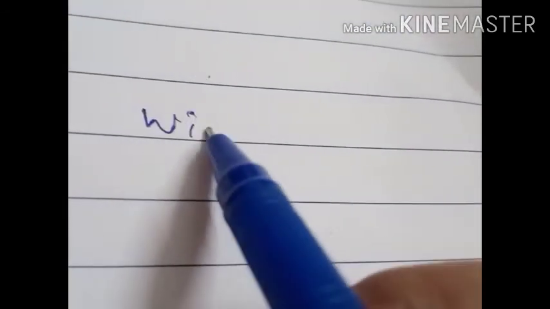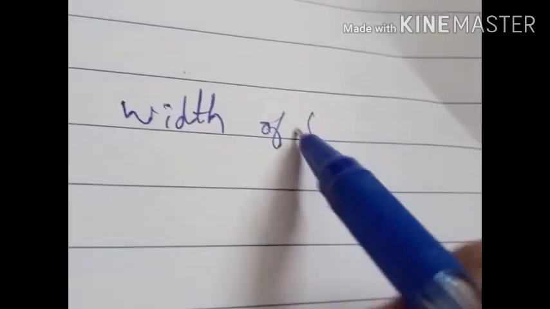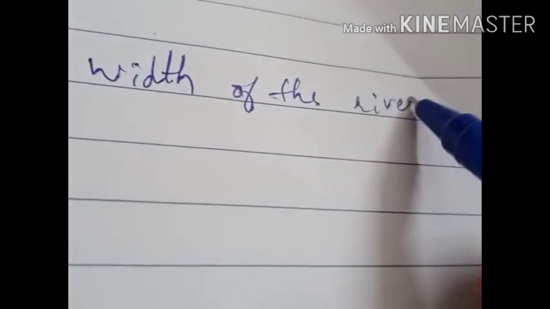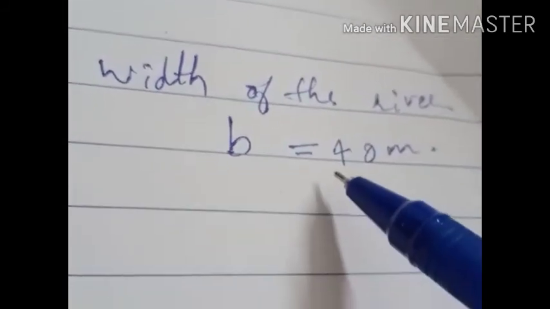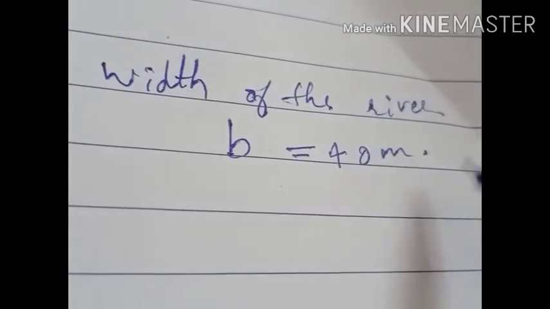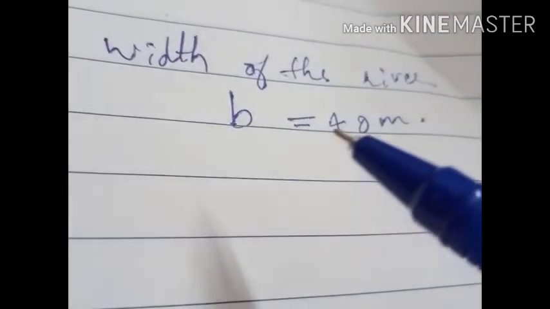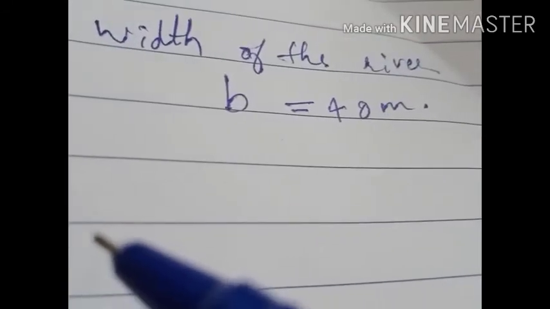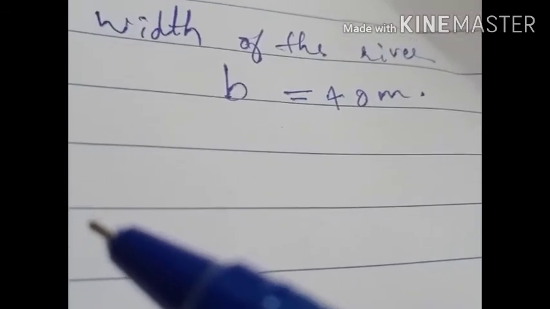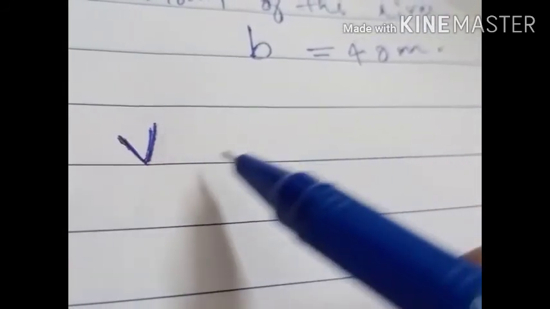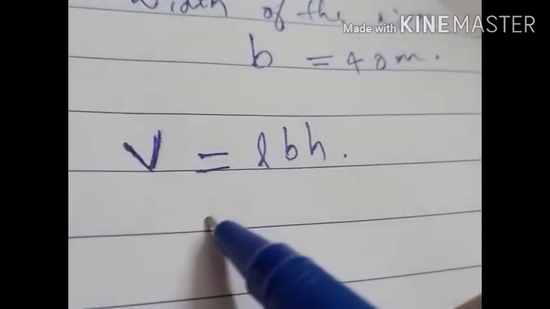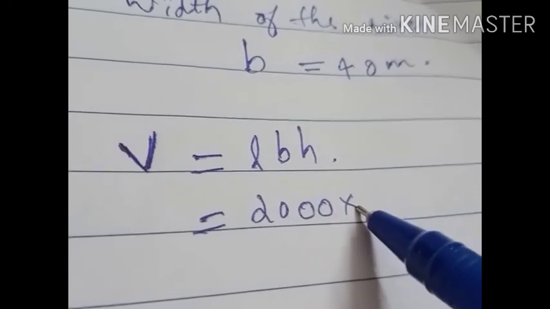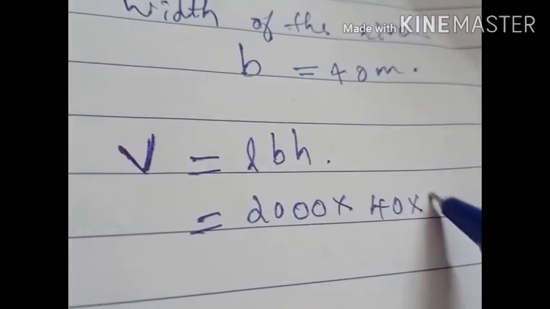Then the width of the river is given as 40 meter. Width of the river means breadth, B. B is equal to 40 meter. So we got the values of L, B and H. Then here we have to find the volume of water falling into the sea in 1 hour. That is equal to LBH. Then that is equal to 2000 into 40 into 3.